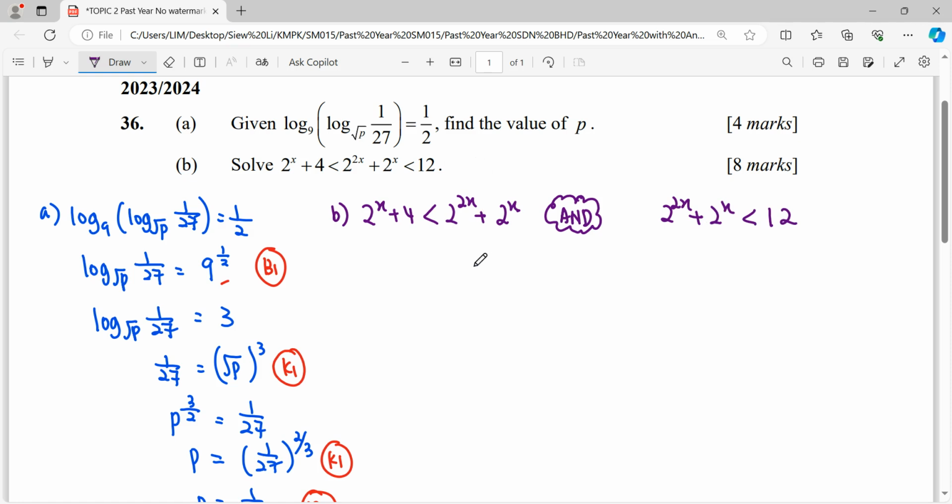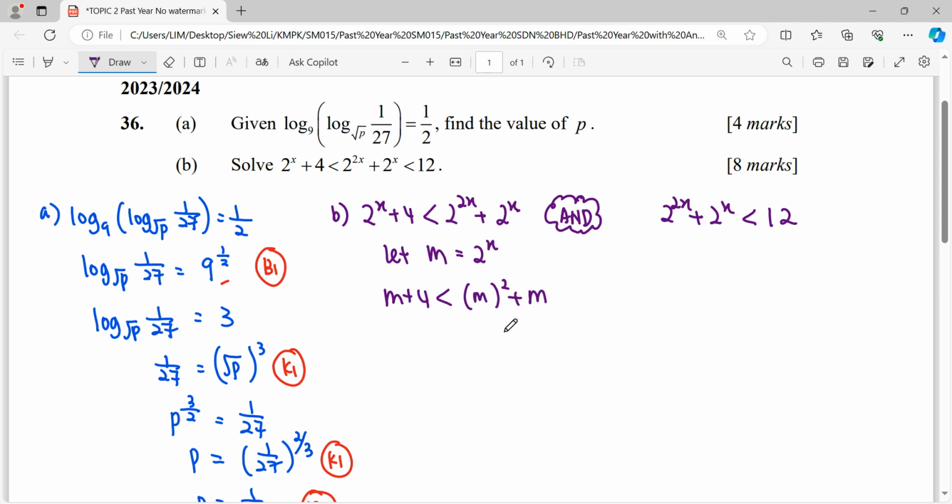So write this in the basic definition: one inequality and another inequality. Separate this. Then we are going to solve the left hand side and the right hand side. For these inequalities, we can let it be in terms of m so that we can see it more clearly. So we let m equal 2 to the power of x. So this is m plus 4 less than m to the power of 2 plus m.